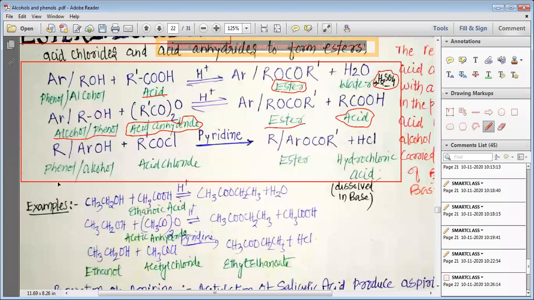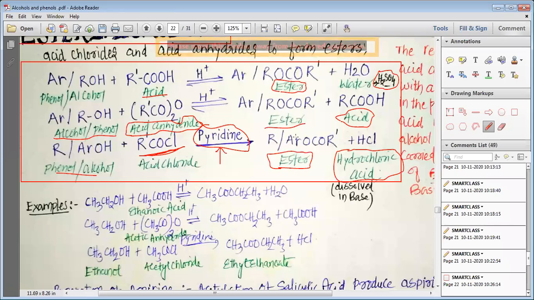Third reaction, when phenol or alcohol reacts with the acid chloride RCOCl in the presence of a base, pyridine. Remember, the reaction of alcohol and phenol with acid chloride is done in the presence of pyridine, which is a base. So when an alcohol or phenol is allowed to react with acid chloride in the presence of pyridine, my dear students, we get an ester. At the same time, we get hydrochloric acid produced in this reaction.